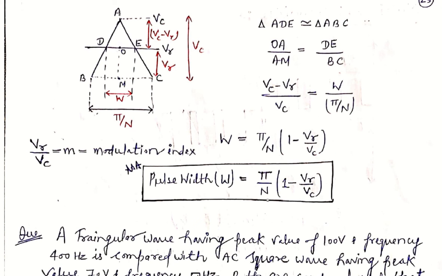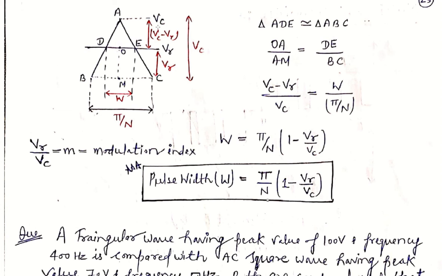So this is the triangular waveform and this is the reference waveform. It is marked as A, B, C, a triangle, and this is the reference signal DE. This O point is the midpoint of the reference line, and this M point is the midpoint of the line BC. So if we apply the similar triangle concept, then triangle ADE is the small triangle, and ABC is the full, big triangle.